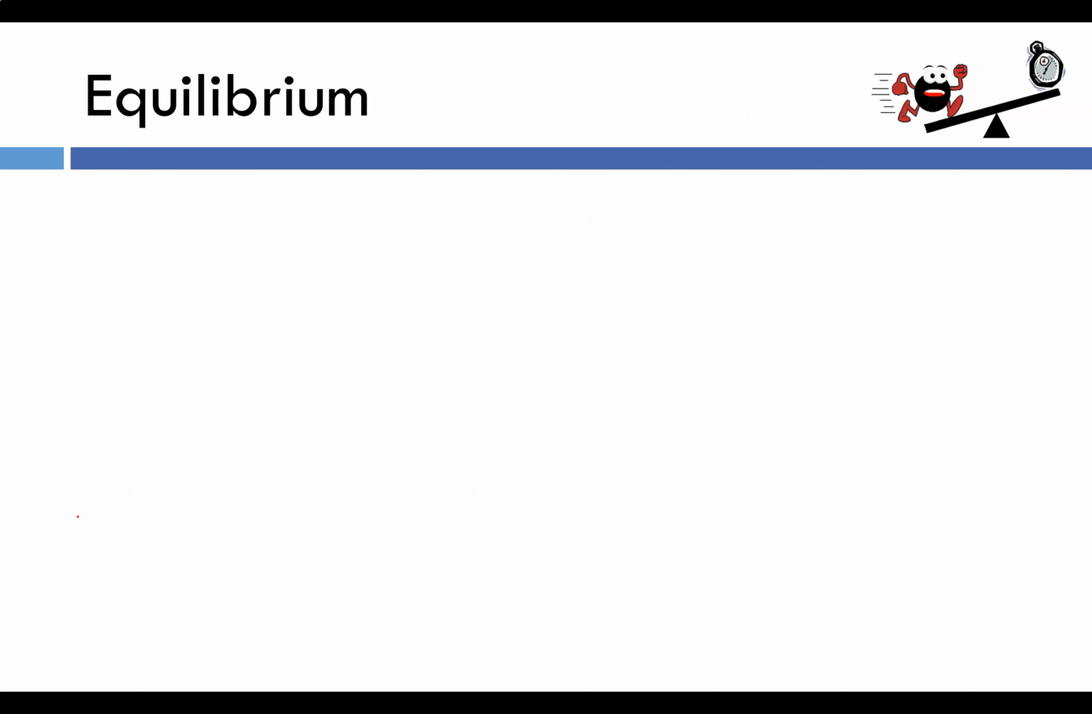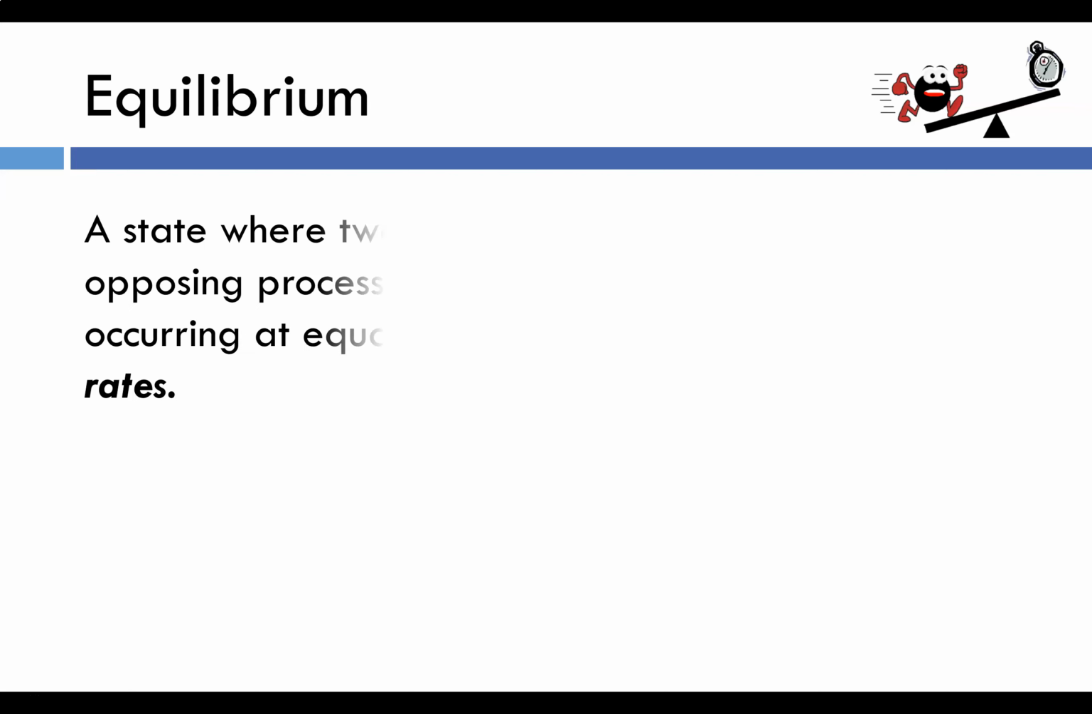Let's get started. When we're talking about equilibrium, we're referring to a state where two opposing processes are occurring at equal rates. So we basically need two things that are opposite of one another occurring at exactly the same speed.